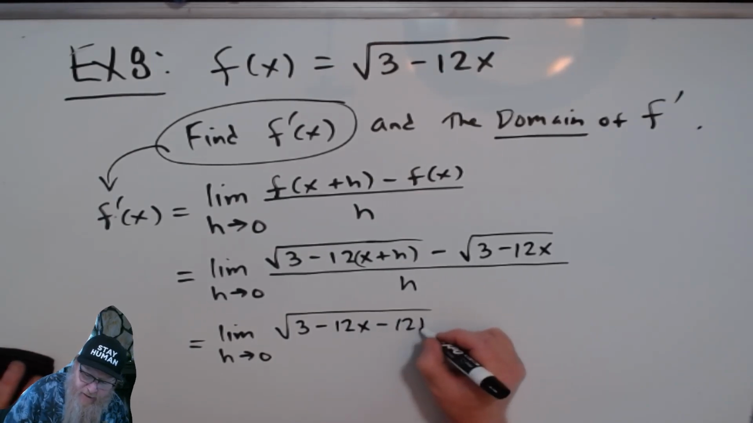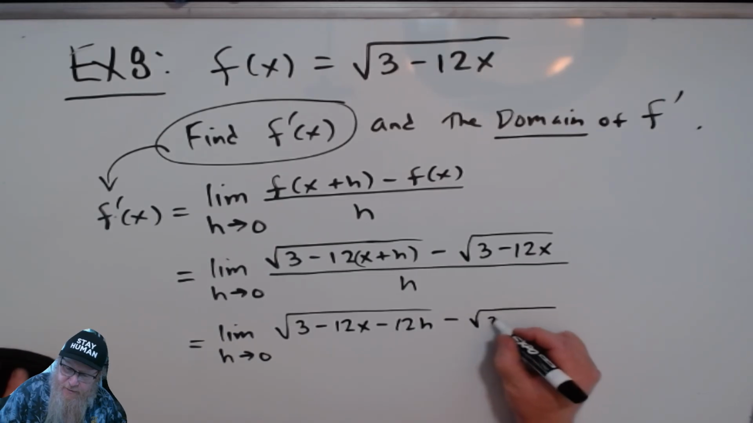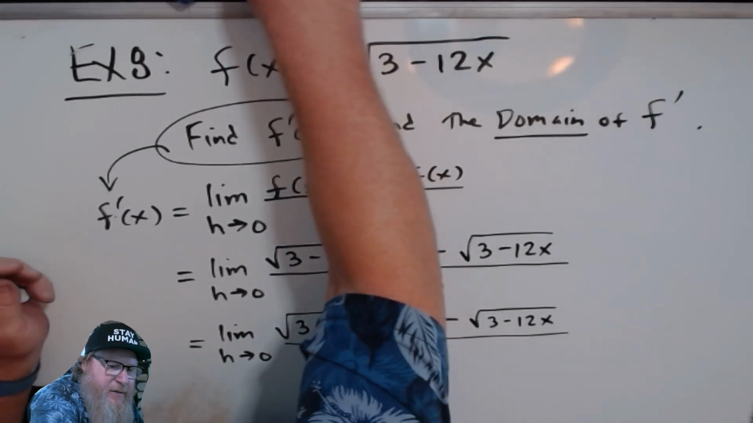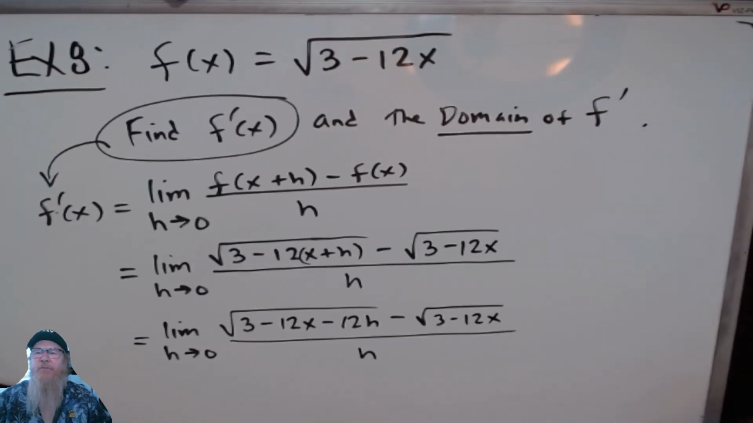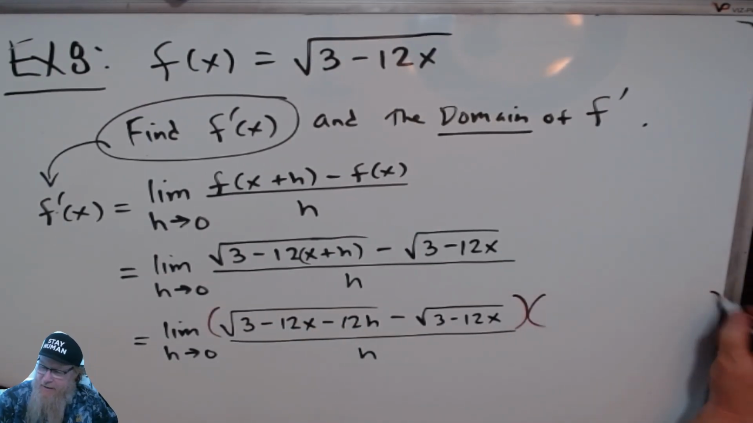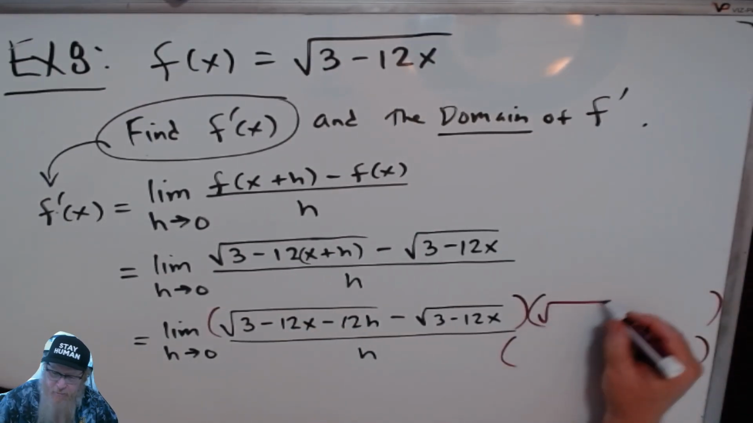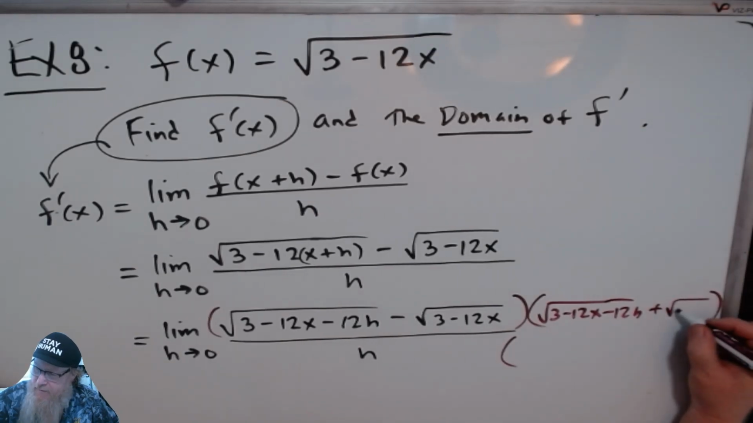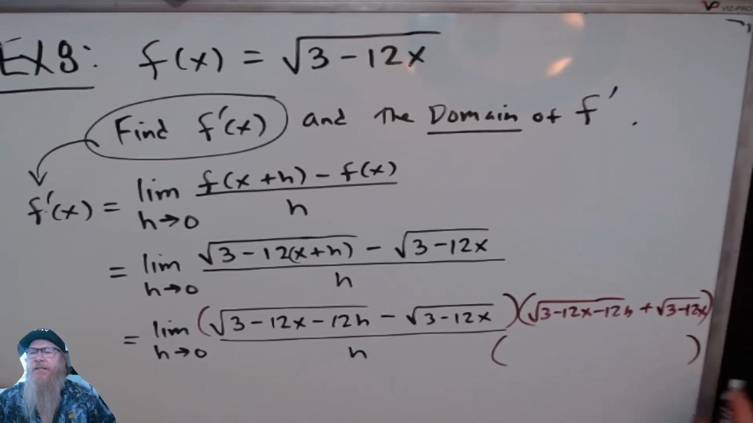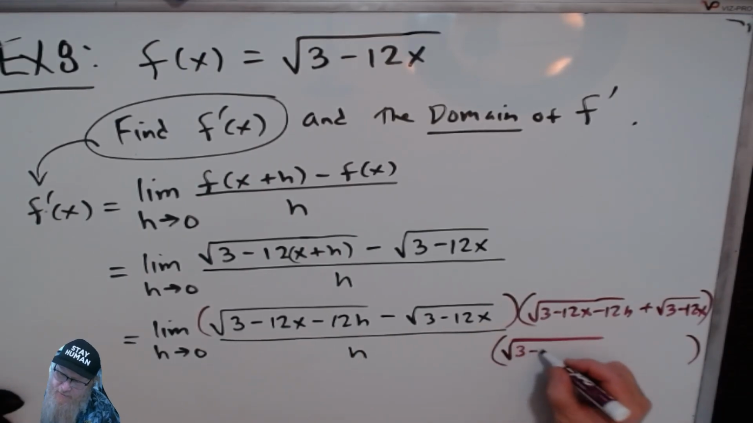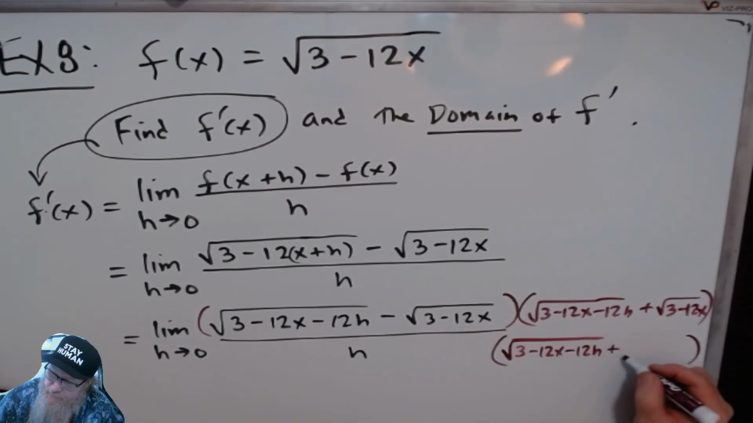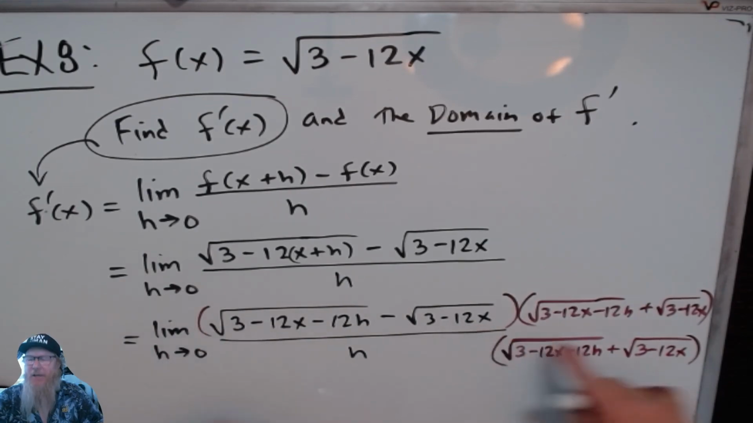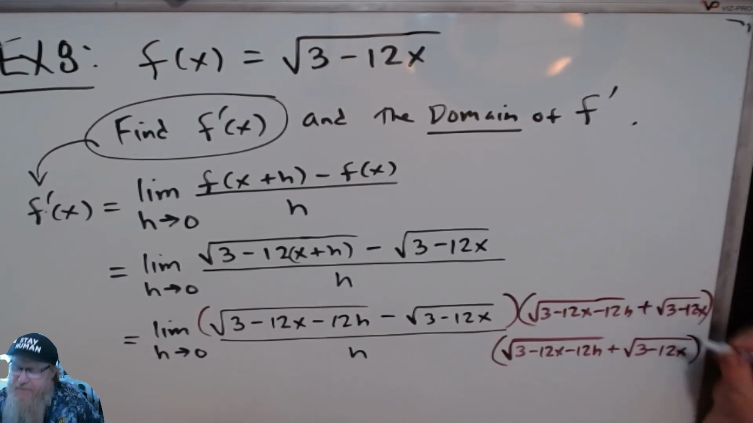12x minus 12h minus 3 minus 12x over h. Here comes the big secret weapon. Remember my secret weapon? I multiply top and bottom by a special form of 1. That's my special form of 1. Notice it's just exactly the same expression, but changing the middle sign to a plus.